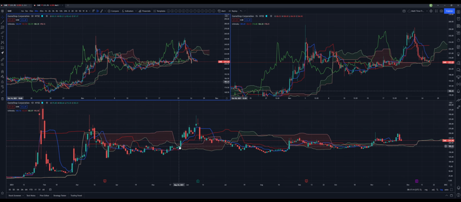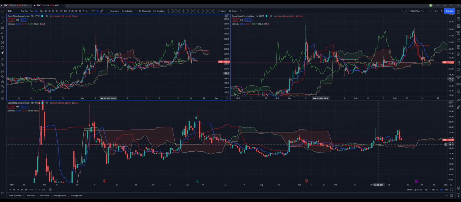It passed through the clouds again in May, had a death cross in June, passed under the clouds, but it's maintaining this very high price level. And most recently, at the beginning of November, it crossed over above the clouds again. So the quick rundown of this is that obviously GameStop is very, very bullish.